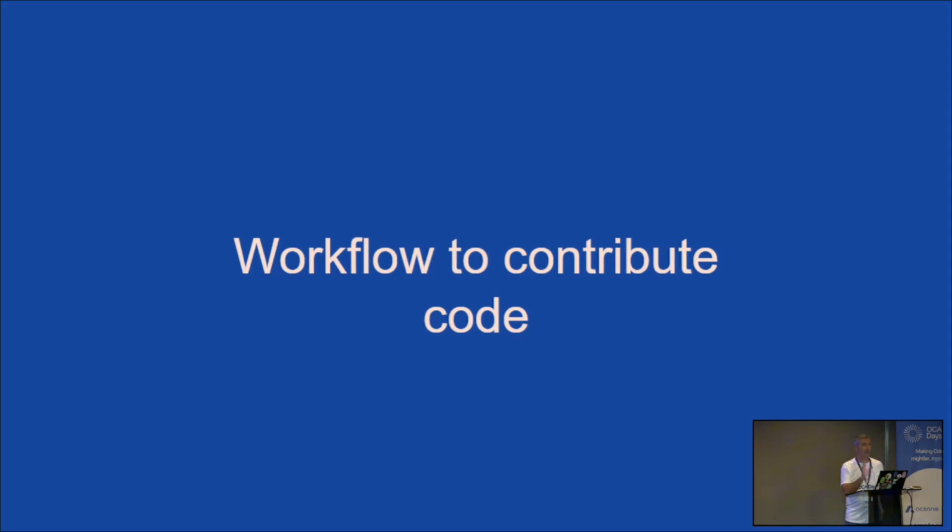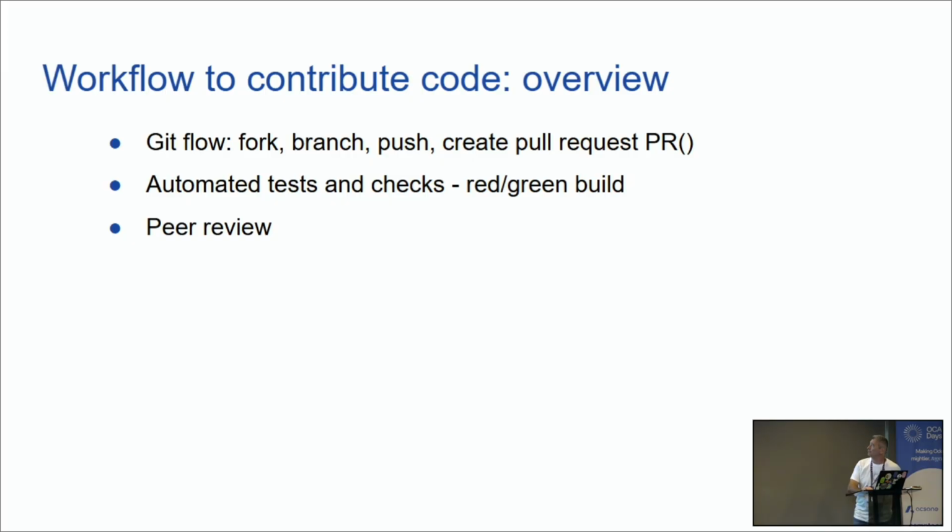Workflow to contribute code. So that's the last segment, a bit more practical advice, exactly what to do. So three topics. The Git flow, exactly what you need to do. You need to fork the repo you want to work on, create your personal fork, make your branch, your future branch with the changes you're going to submit, push, create a pull request. It will go through automated tests. You need a green build. And it will require peer review before it gets merged.